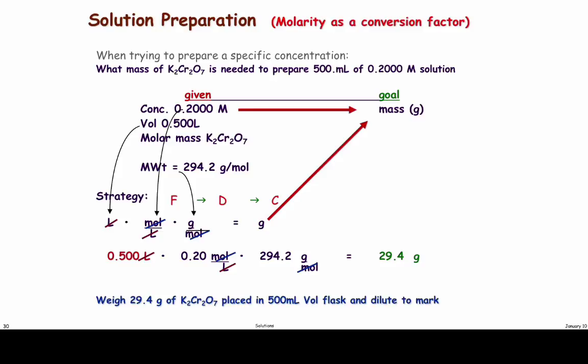So if you want to prepare a solution that is 0.200 molar and you want to prepare 500 mils, what you need to do is take 29.4 grams of potassium permanganate, put it in a 500 ml volumetric flask, and then fill that flask after you add the 29.4 grams of potassium permanganate with enough volume so that the total volume is 500 mils.